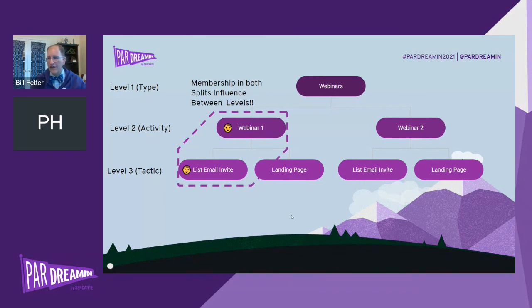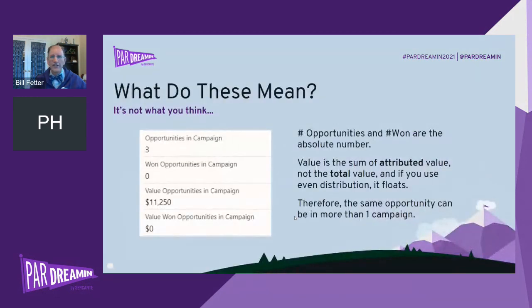So the effect of that is, if you don't filter it in this way, then you're going to end up splitting it between the 2 levels. And this is where this whole thing really started: how does this work? So here's where that meets the road. It's what do these numbers mean when you're looking at the campaign, the opportunities in the campaign versus the value of 1.